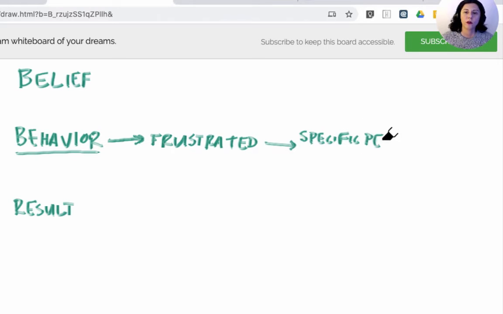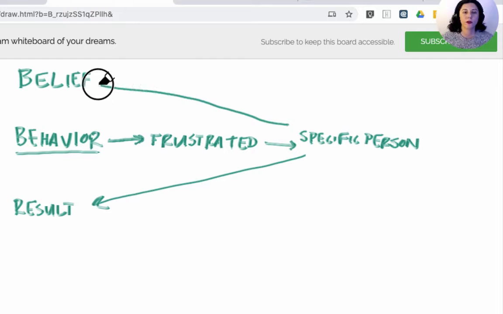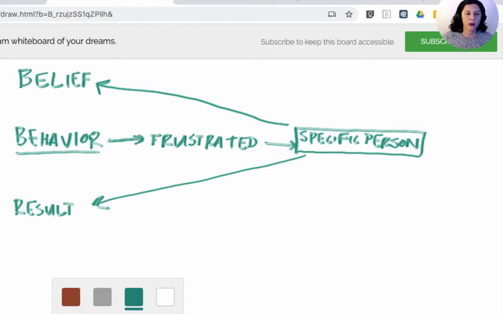And you try to figure out, okay, is this connected to a result? Or is it connected to a belief? This dealing with this specific person and why you're getting frustrated. So let's see. Let me change the color. Oh, I don't like any of those colors. How about purple? Yeah. All right.